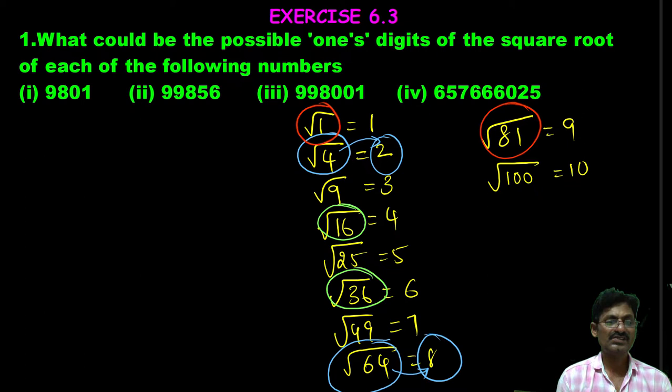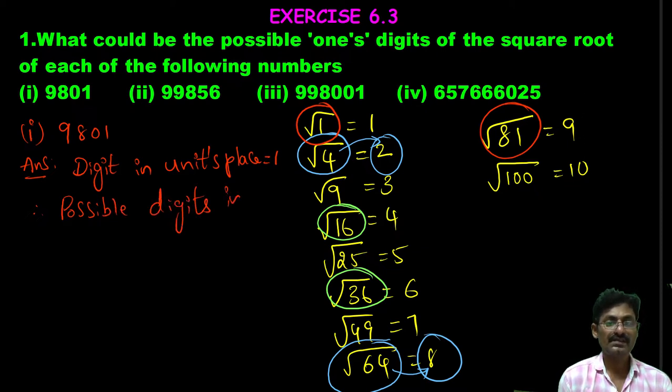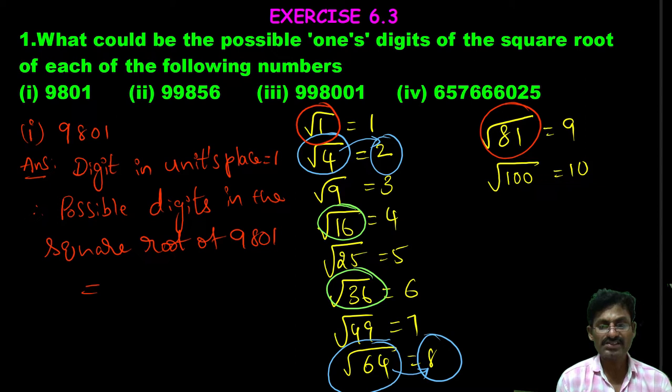Now let us do the first problem. 9801. Answer: digit in units place equals 1. So the possible digits in the square root of 9801: here the digit in units place is 1. So here 1 and 81, the square root of 1 is 1, whereas the square root of 81 is 9. So the possible digits are 1 and 9. So this is the answer.